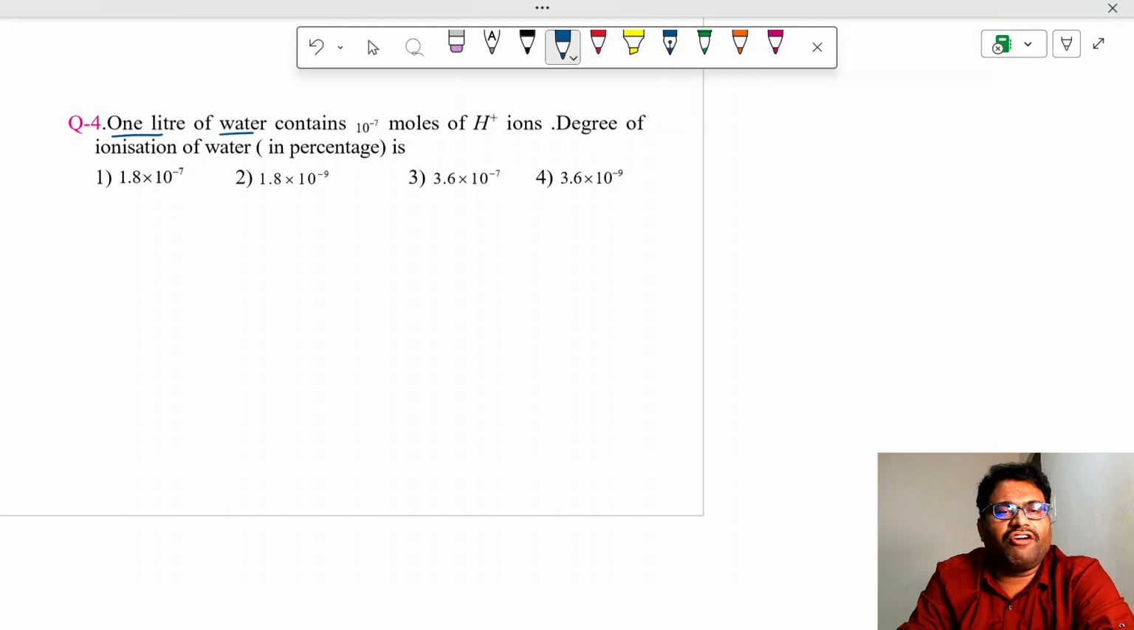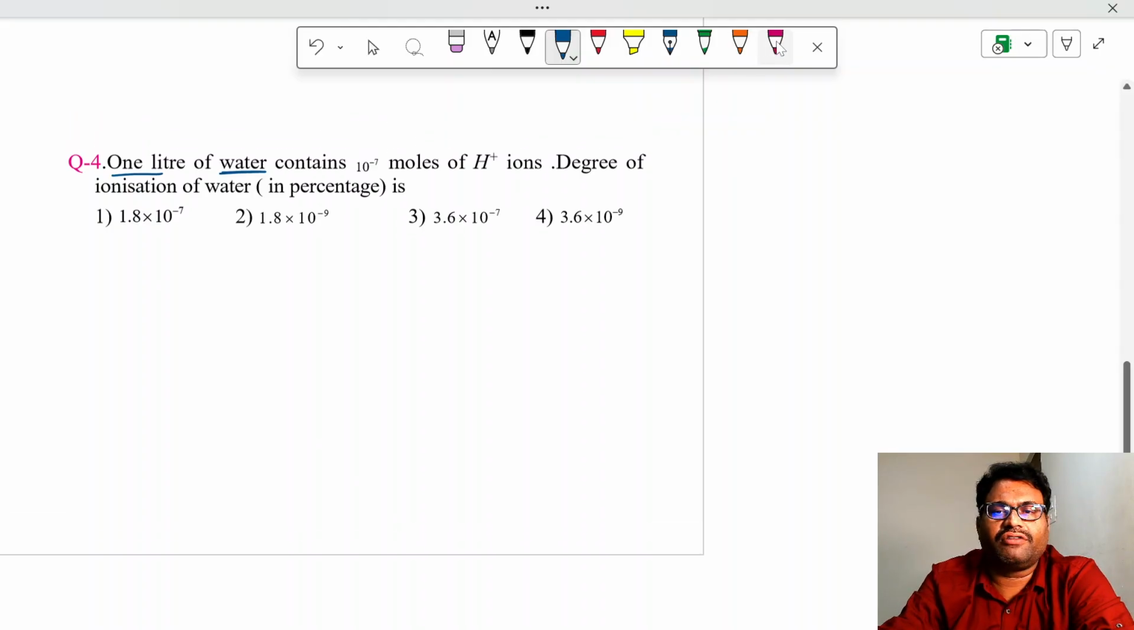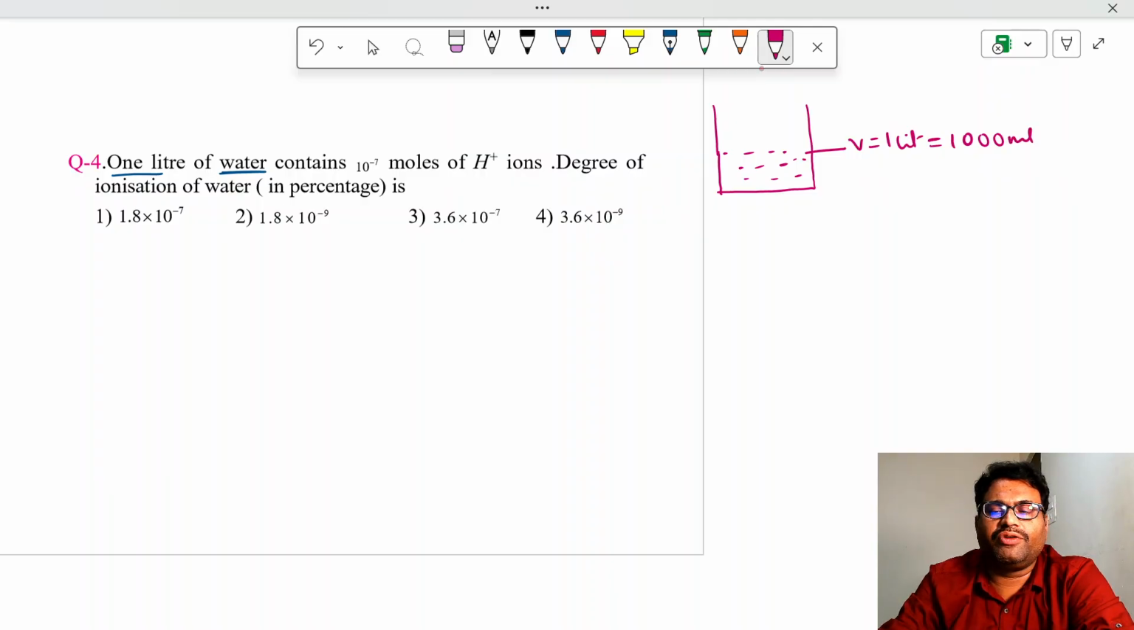So 1 liter of water. So what is given here? 1 liter of water. So let us take volume is equal to 1 liter. That is equal to how many ml? 1000 ml.